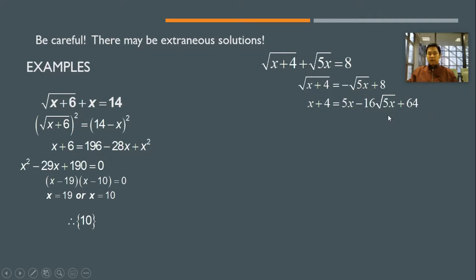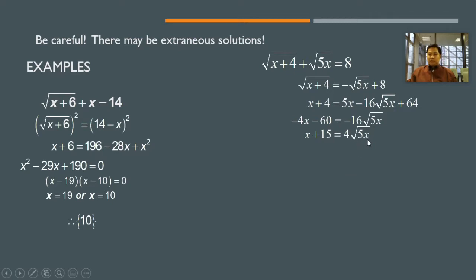And we still have one radical expression here, square root of 5x. So the same idea, we have to isolate this part. So all terms without the radical will be placed on one side. We now have negative 4x minus 60 equals negative 16 square root of 5x. And that brings us now to a simpler version. Here we have square root of 5x.